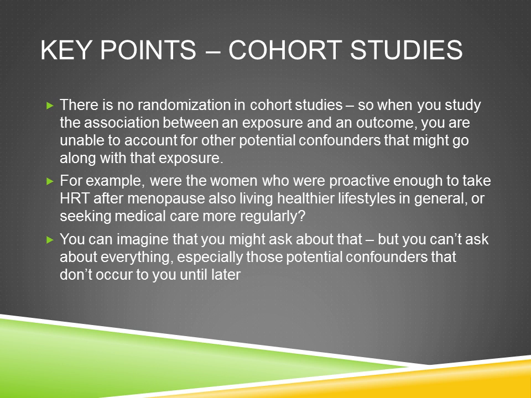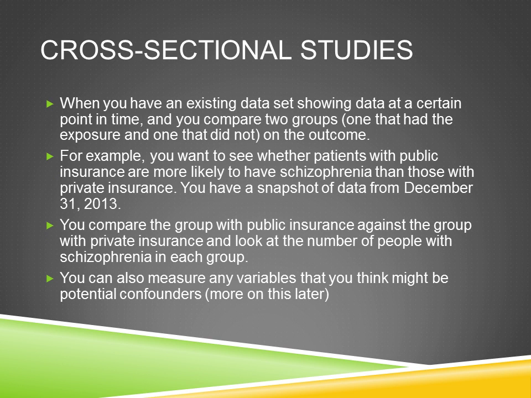And the real kicker is that you can't ask about potential confounders that don't occur to you until later or that aren't found to have an association until later. So for example, if we didn't know that statin use, cholesterol medication use, was associated with a lower risk of MI, and we followed all these women and didn't ask them about statin use, and then 10 years later, it was discovered that statin use was a major preventer of heart disease, then that would be a problem because you hadn't asked about it in this cohort study, and you basically wouldn't be able to use the results.